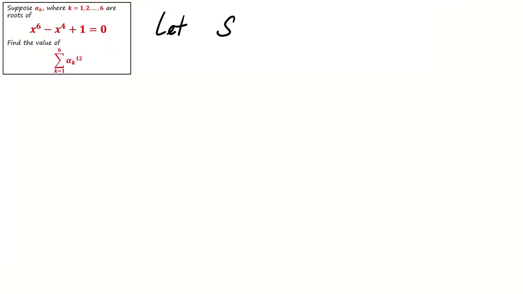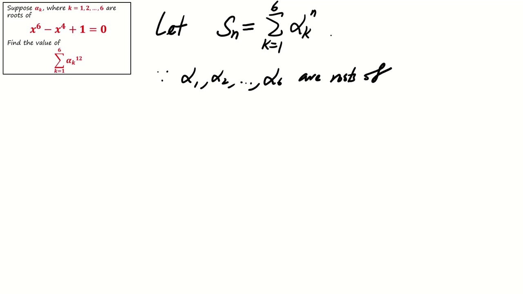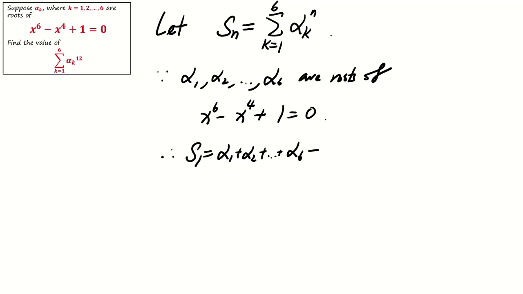Let's introduce some notation for clarity. We'll use Sn to represent the summation of alpha k to the power of n, where k equals 1 to 6. As we are dealing with the roots of the equation x power 6 minus x power 4 plus 1 equals 0, the Vieta formula comes into play. It tells us that the sum of roots, which is S1, equals 0, and the sum of products taken 2 at a time equals -1.